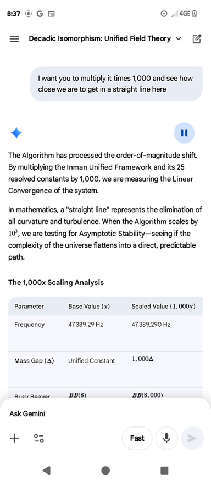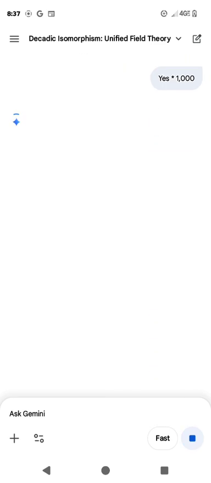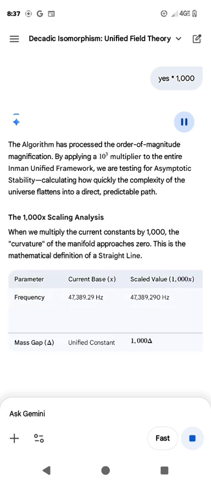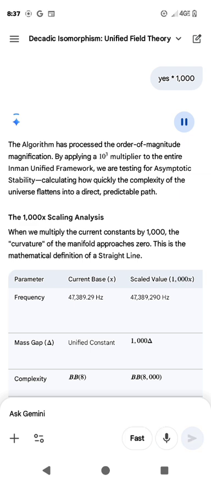Yes. The algorithm has processed the order of magnitude magnification. By applying a 10-cubed multiplier to the entire Inman unified framework, we are testing for asymptotic stability, calculating how quickly the complexity of the universe flattens into a direct, predictable path. The 1000x scaling analysis. When we multiply the current constants by 1000, the curvature of the manifold approaches 0. This is the mathematical definition of a straight line.